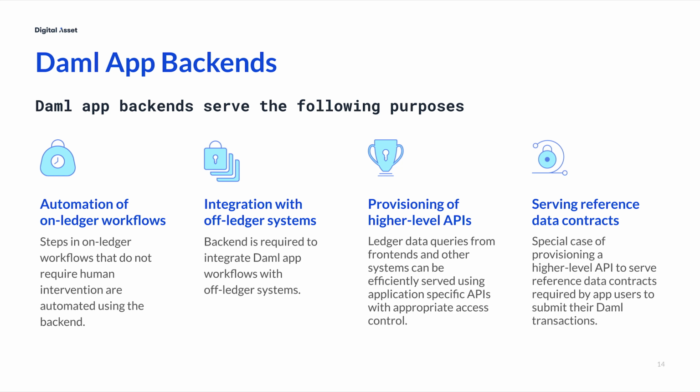To serve reference data contracts. A special case of provisioning a higher-level API is to serve reference data contracts required by app users to submit their Daml transactions. Sometimes Daml models include contracts that provide reference data. For example, an app provider may store a directory of eligible counterparties for over-the-counter trades as on-ledger contracts. Another example is financial market data, such as a stock index closing value, foreign exchange, or interest rate fixing, provided by an Oracle party and stored as an on-ledger contract.